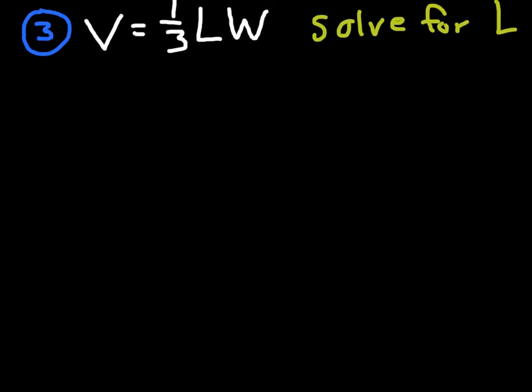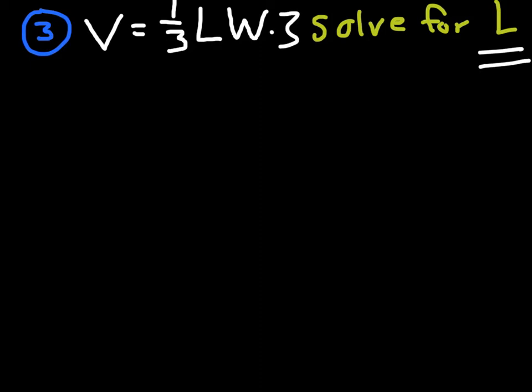Okay, our third one, this is actually the volume formula for a cone. So we have volume equals 1/3 length times width. And it's asking us to solve for L here. Again we need to get our L by itself. When we do that, we notice first that this one has a number in it. So we want to get rid of that number first, and to do that here we have 1 over 3, so that's actually being divided by 3.